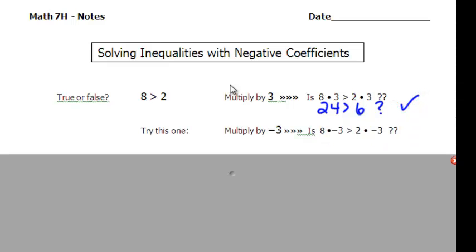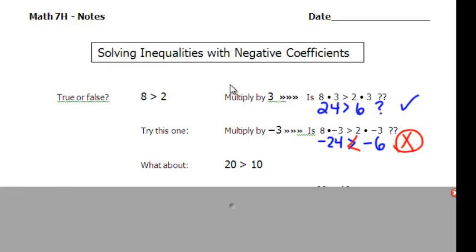Now let's try this one. Multiply through by negative 3. Is 8 times negative 3 greater than 2 times negative 3? Or is negative 24 greater than negative 6? Well, if you think back to our number line, that is absolutely, positively not true. When we think about multiplying through an inequality by a negative number, we actually have to reverse that inequality because we've created a situation where we're not going to have the same truth value.